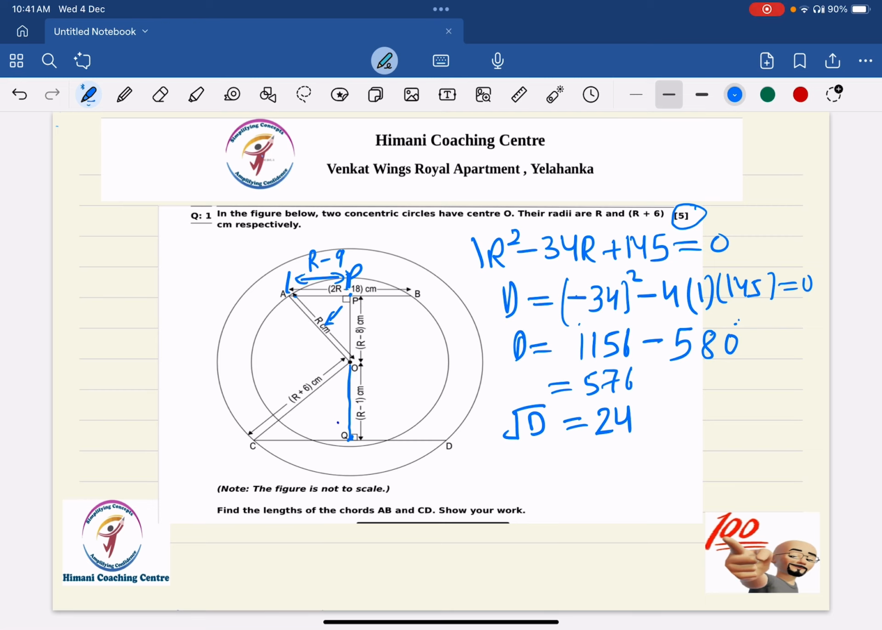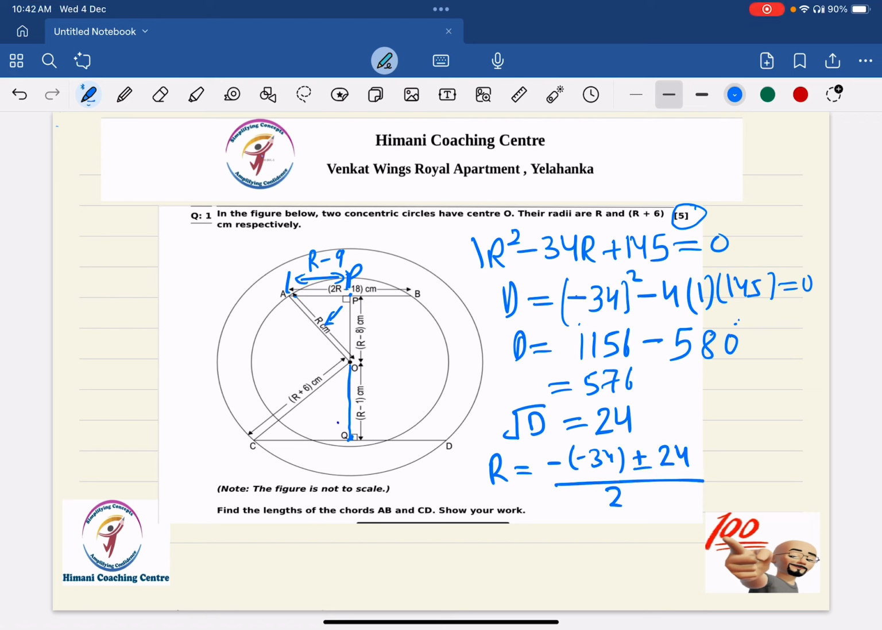Now let us find R. So R would be what? Minus B, so minus of minus 34 plus minus root D, which is 24 over 2A. So A is 1. So we get 34 plus 24 by 2, then 34 minus 24 by 2. Now 58 by 2 gives us 29. One value of R can be 29. Other value of R can be 5.